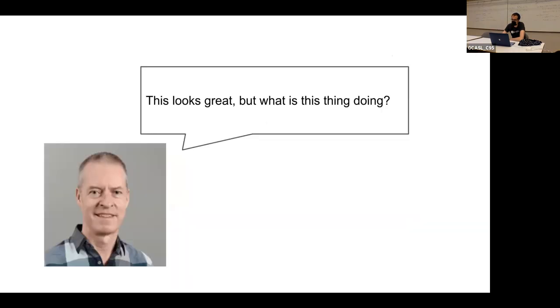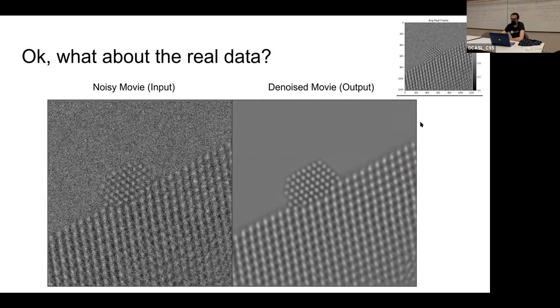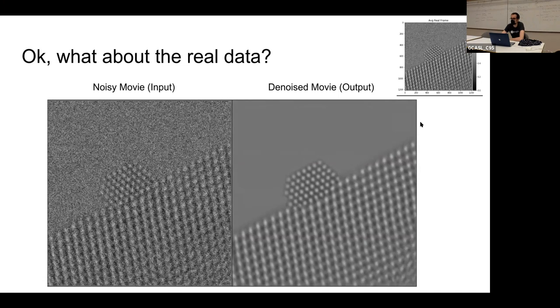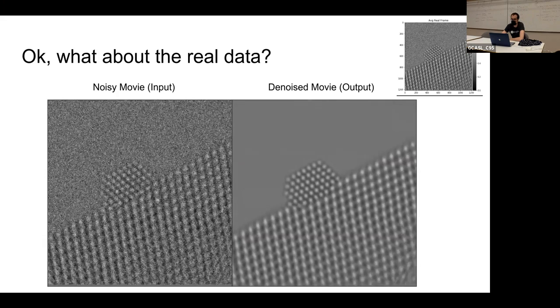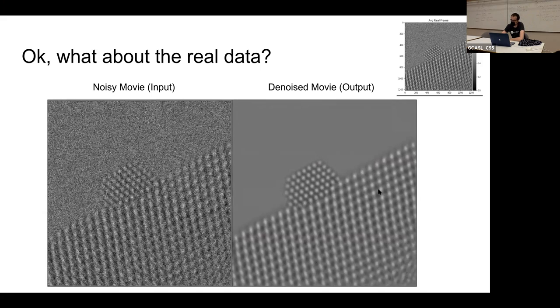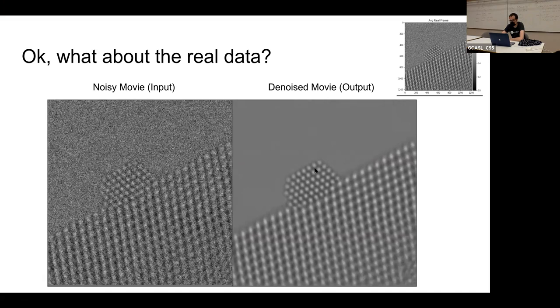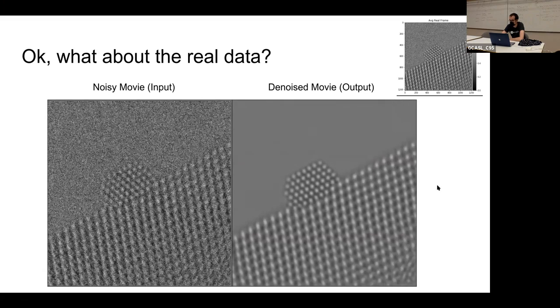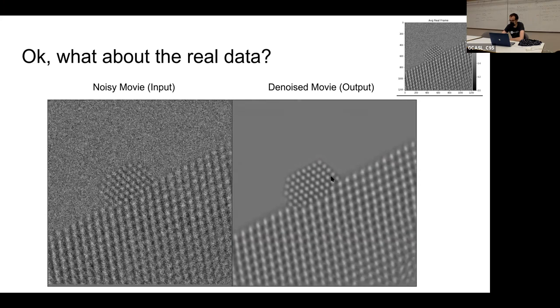Okay, so this is what the real data look like after we have denoised. Again, this is slightly smooth, but look at the output, I don't get tired of looking at this. And you can also see the atoms moving a little bit, which is actually what they want to find out.